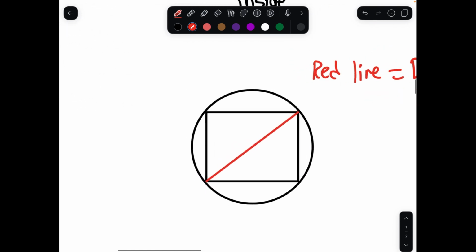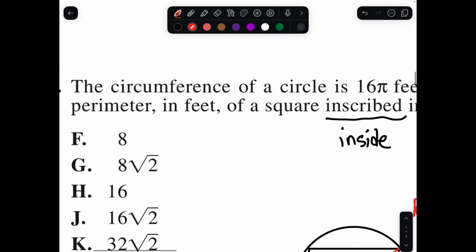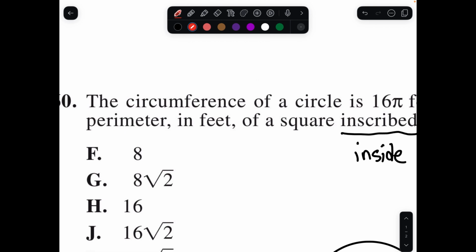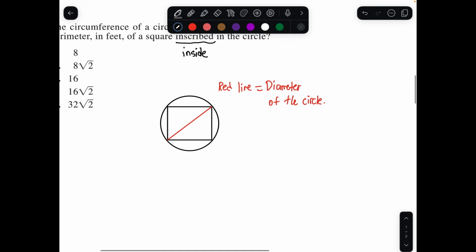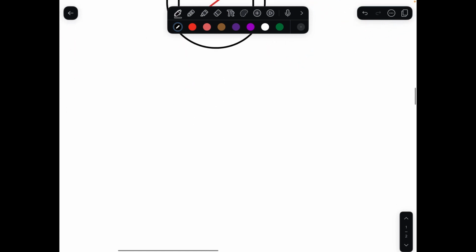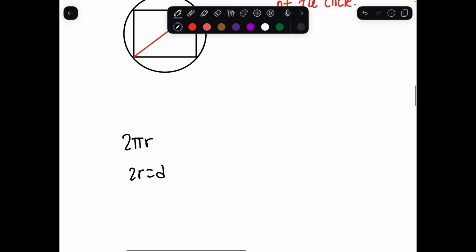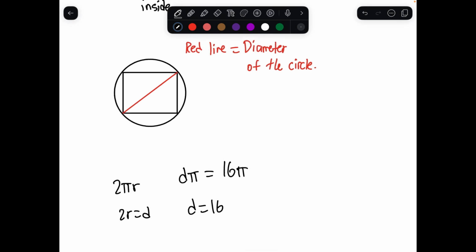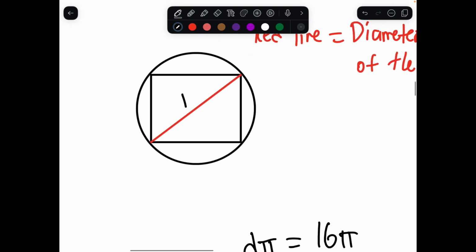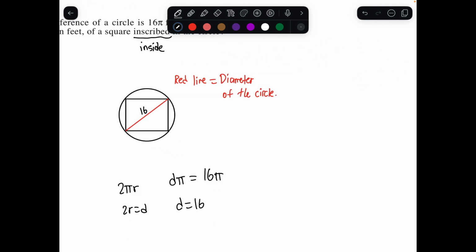And we can actually figure out what the diameter is because they've given us that the circumference of the circle is 16 pi feet. And the formula to find the circumference of a circle is 2 pi r, right? And 2 pi r, 2 times the radius is just the diameter. So basically the diameter times pi equals our circumference, which is 16 pi. So the diameter is 16, right? So that means the value of this red line is 16. The diameter of the circle is 16.